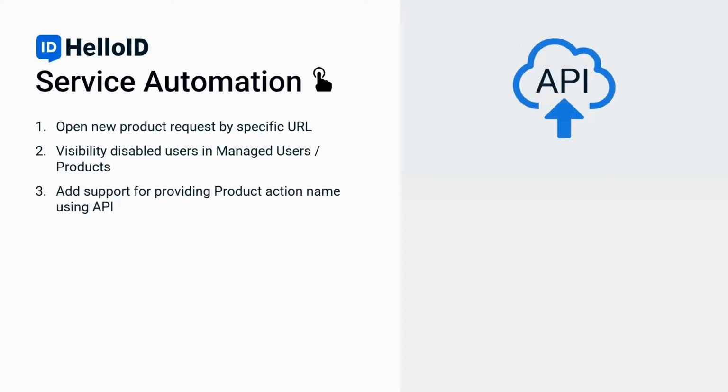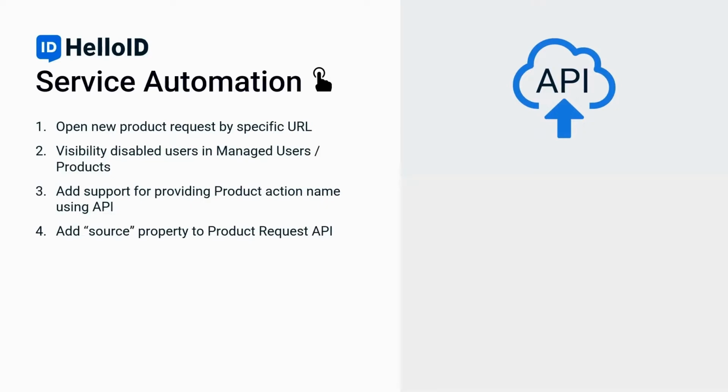Our third new feature is Add support for providing a product action name using API. The Product Actions API endpoint now allows you to specify the new product task's name rather than using a system default name for each product task. This simplifies the process of creating and configuring a HelloID product using the API calls.